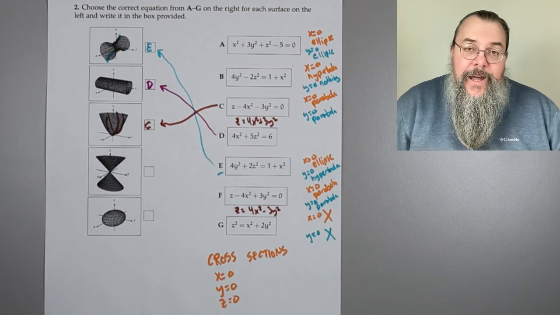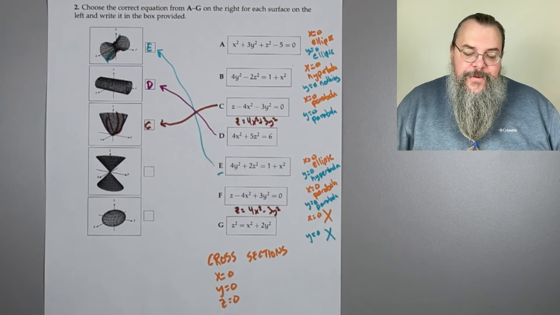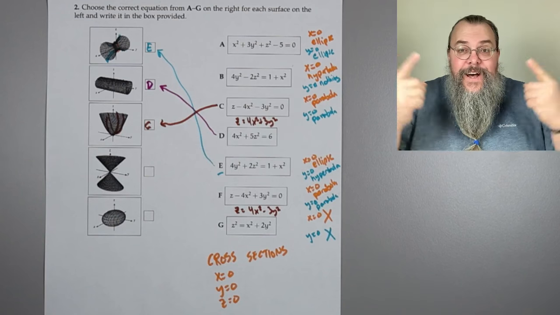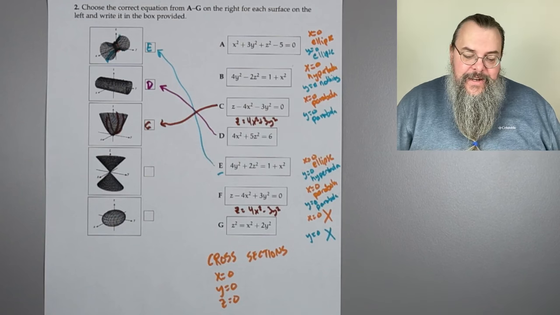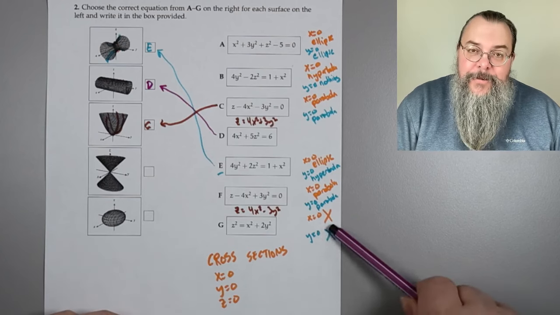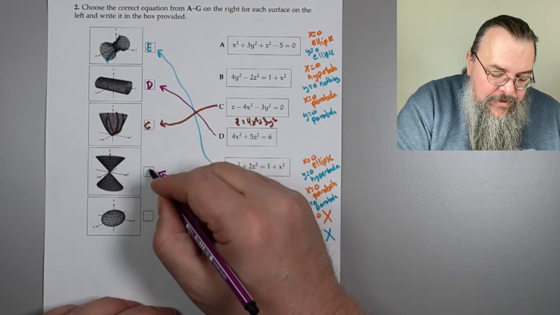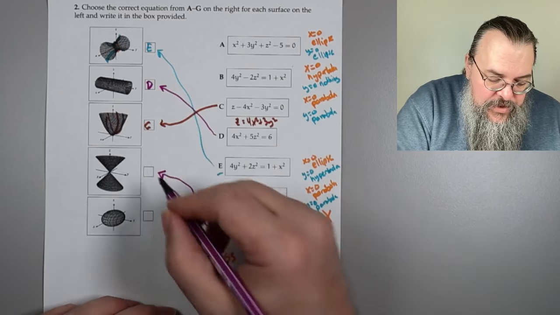All right, now cone. What happens when you slice a cone through the origin? What do you get? You get lines. You get crossing lines. Have we seen anything with crossing lines? Yeah, we've only seen one thing with crossing lines. So that means we should have this is a G.